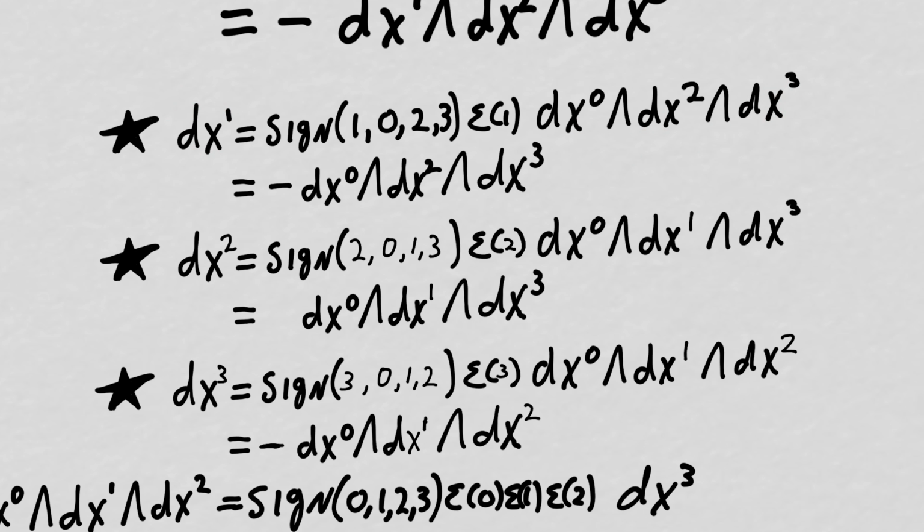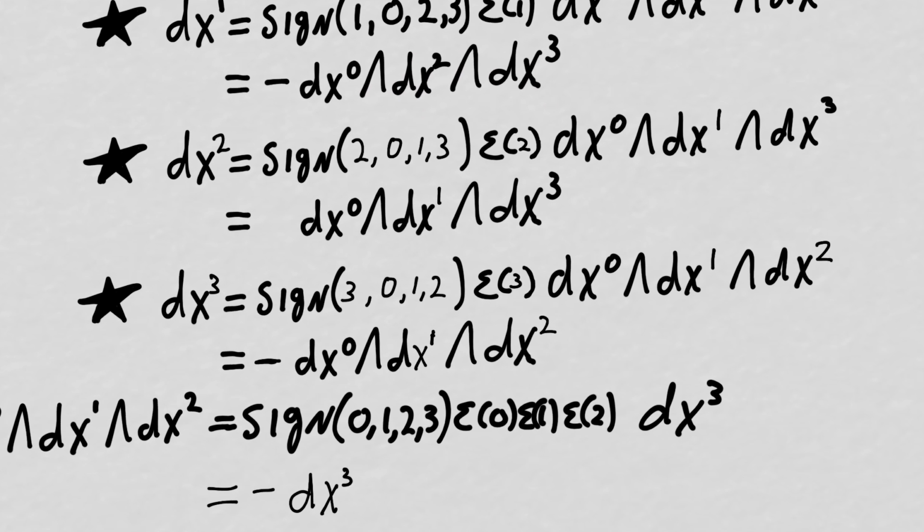Now I have the sign of this sequence followed by this sequence. So I have 1, 0, 2, and 3, which is 1 sign flip away from the standard form of 0, 1, 2, 3. So that picks up a minus sign. And I do not get a minus sign from epsilon 1 because epsilon 1 is 1. So now I have the Hodge dual of dx1 is minus dx0 wedge dx2 wedge dx3.